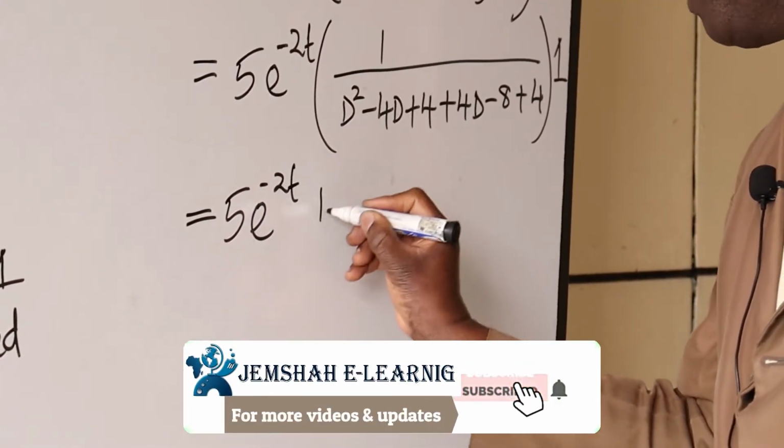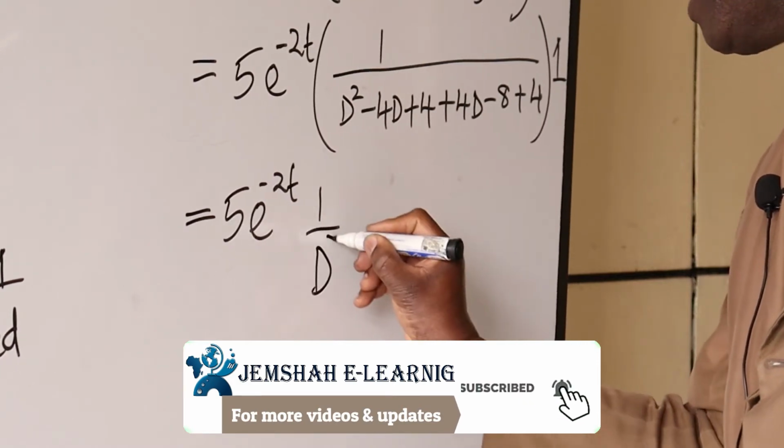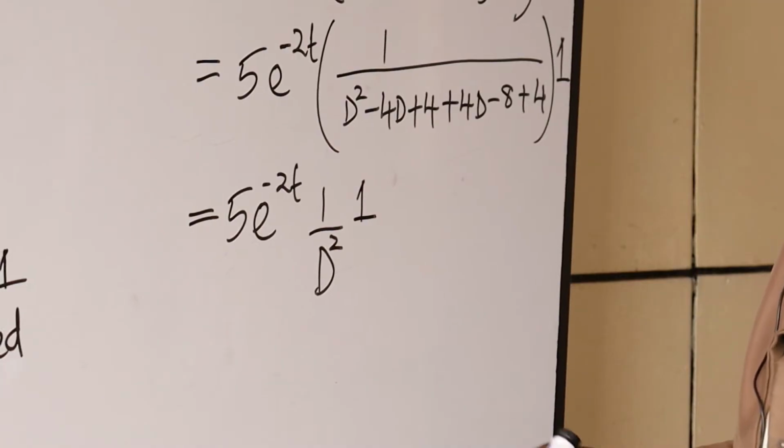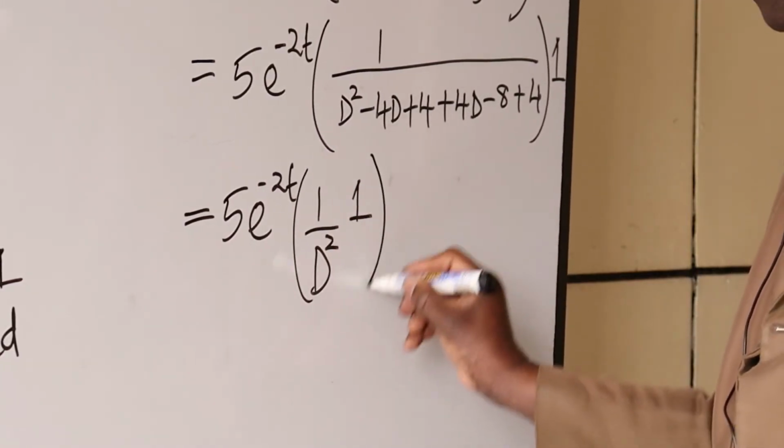Then we remain with 1 all over d squared acting on 1. 1 all over d squared acting on what? 1.